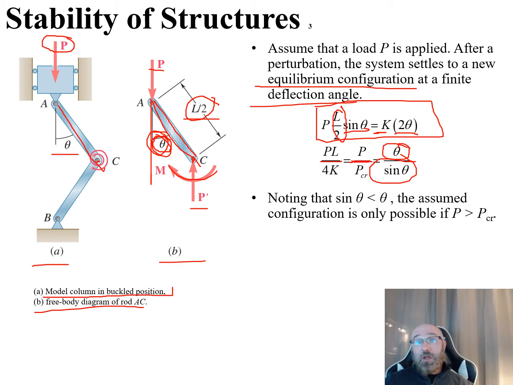Now we want to make a note that the sine of theta is going to be less than theta, and if that's the case, the assumed configuration is only possible if our P is greater than our P critical, our critical load. Load needs to be greater than our critical load.